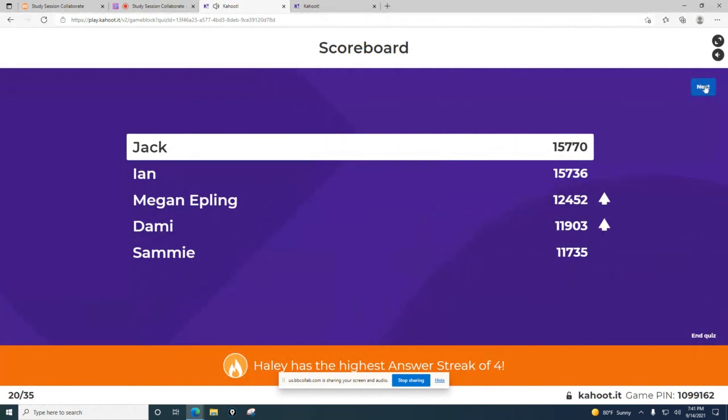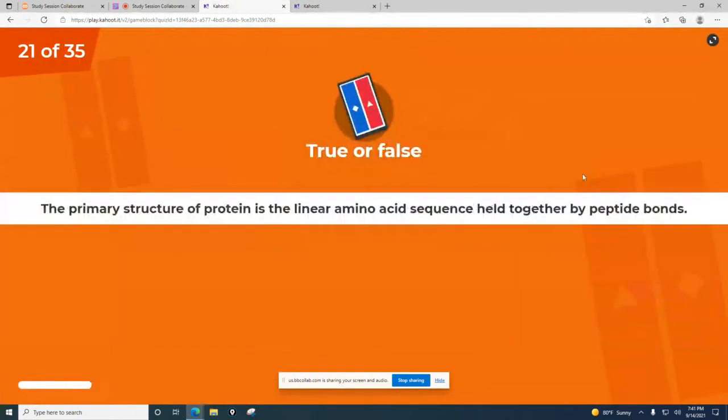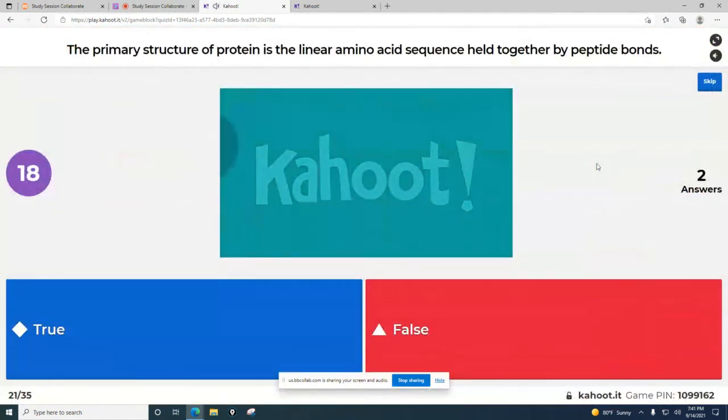Oh, Haley. Is an answer true? Okay, true or false? Primary structure of a protein is the linear amino acid sequence held together by peptide bonds.